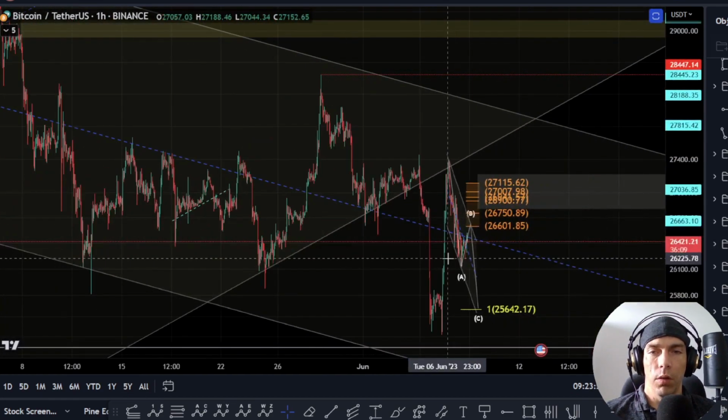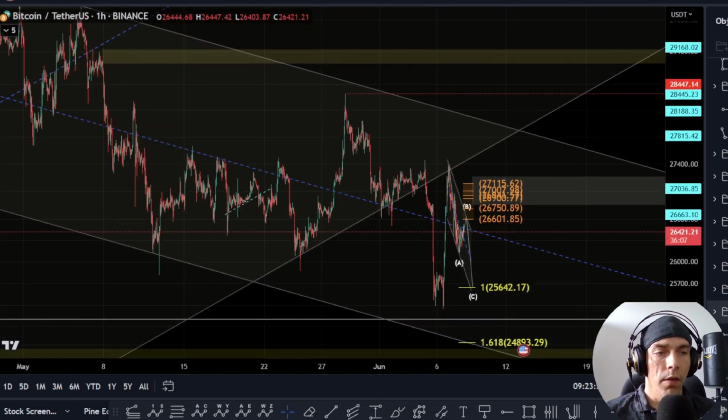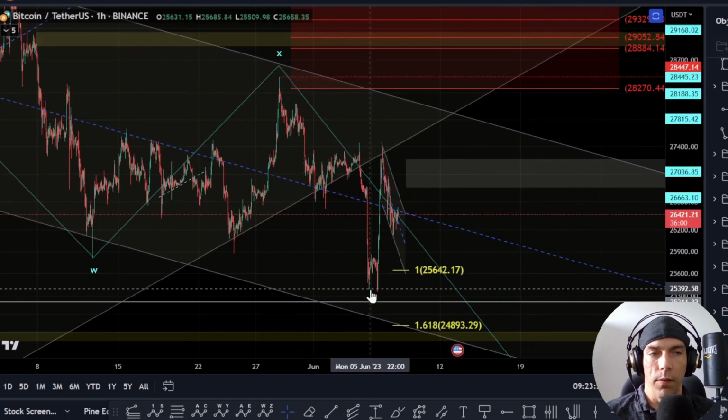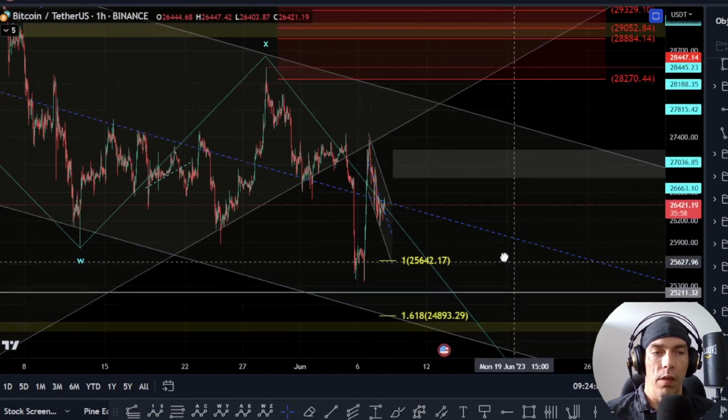Now we were also talking about it in the Discord last night. There is a potential that within this, looking at this as a W, X, and a Y, what we could also see here is a flat developing in this Y wave.